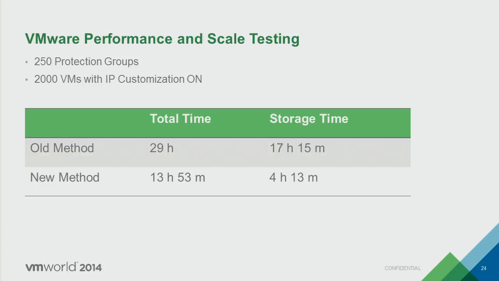Roughly half for the overall total time, but a lot of that is going to be in the IP customization. But take a look at the storage time operations: 17 hours, 15 minutes, down to 4 hours and 13 minutes. That is an enormous amount of time saved from an RTO, just doing things like file system rescans and HBA rescans and mounts and unmounts and all the rest of that stuff that we don't need to be doing during a disaster. So dropping the recovery time is absolutely enormous for us, right?